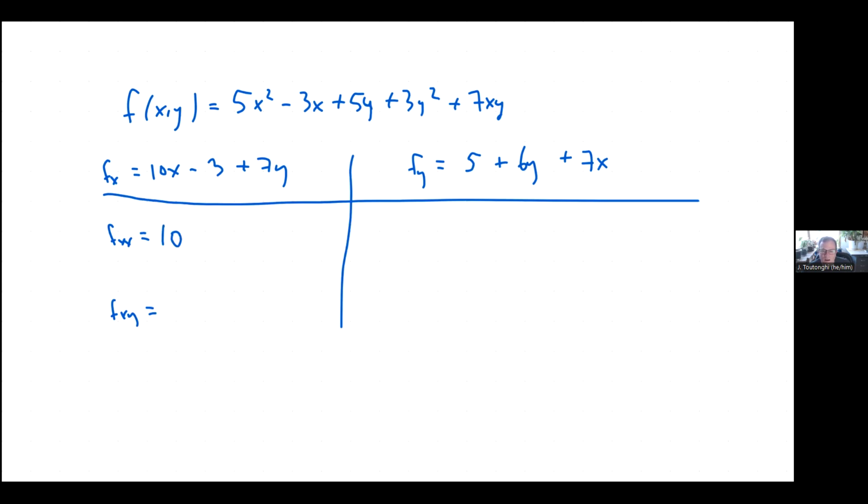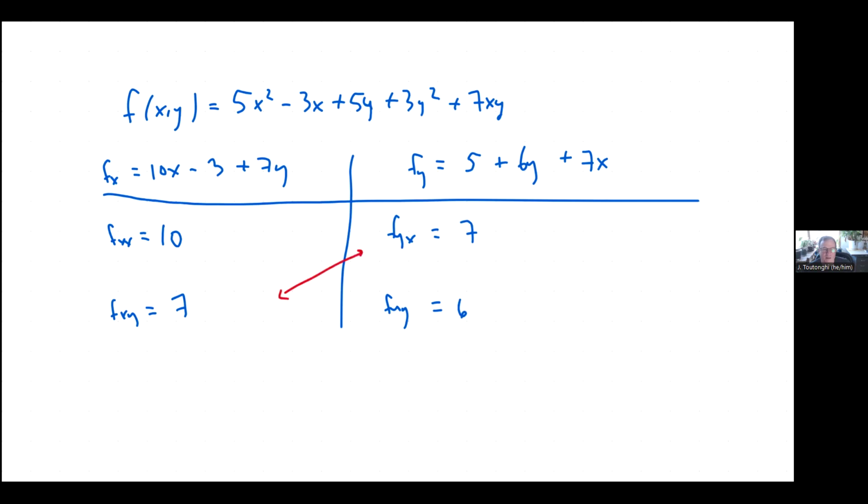Fyx and Fyy, I set up the space for them first here. The derivative of this with respect to x is 7. And the derivative of it with respect to y is 6. And then I'll just very quickly note that these two across from each other should be equal, and they are.